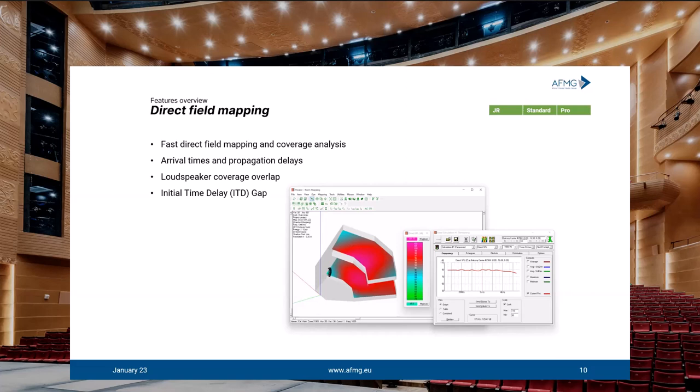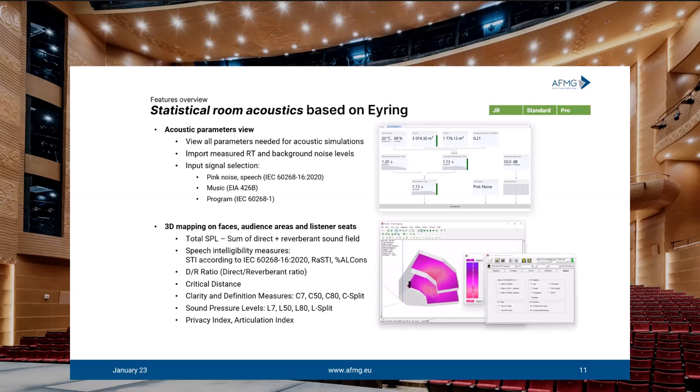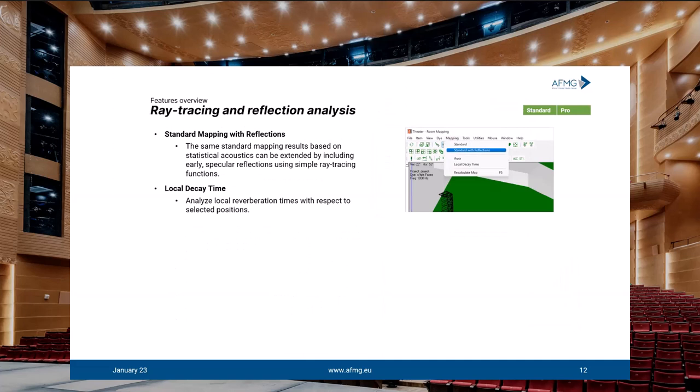We've got an acoustical parameters view now that assembles all of the parameters that are used for the acoustic simulations, allows us to import measured reverberation time and background noise levels, and also allows us to choose what sort of input signal we are using. We can map on faces, audience areas, and listener seats, a variety of different measures similar to what we do in EASE-4. For ray tracing and reflection analysis, we can also do a standard mapping and add reflections to that.